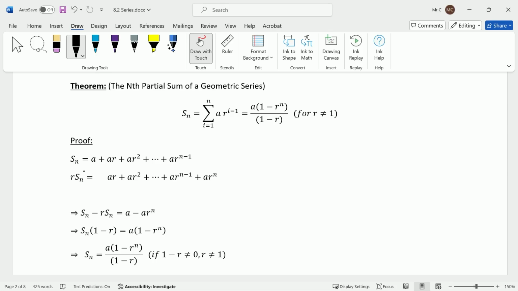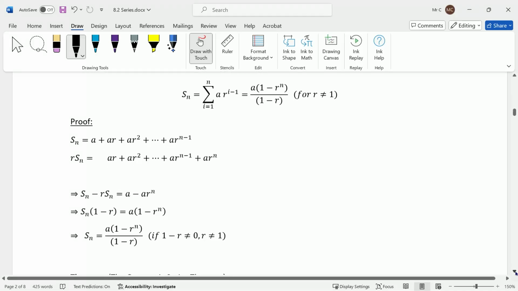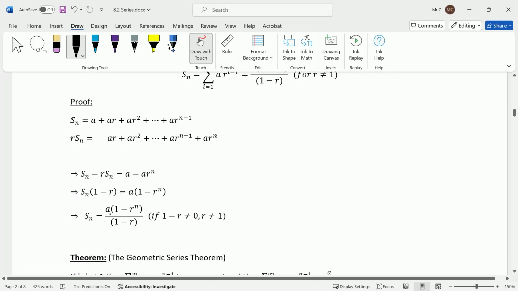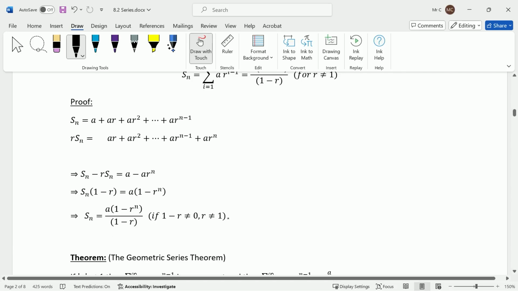And now I'm going to do something very clever, which is subtract the two terms. So S sub n minus r times S sub n, and I subtract here and here, and notice that all the terms I've lined up are going to cancel, so I get left with just a minus a times r to the n. So I factor out my S sub n, I factor out a, and then I have my sum. Divide out the 1 minus r, I get S sub n equals a times 1 minus r to the n over 1 minus r, as long as r is not equal to 1.